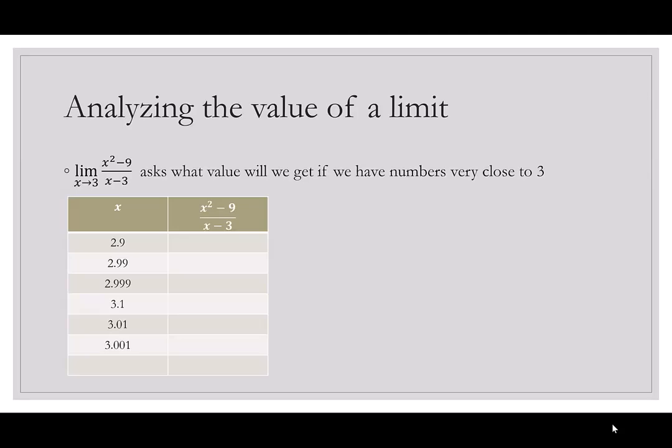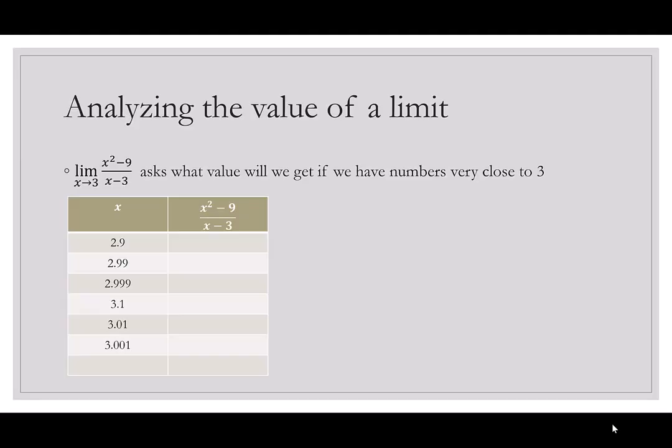When we pick the numbers, remember we said we have to look at the left side and the right side when we do limits. So I picked some numbers less than 3: 2.9, 2.99, 2.999, and then a few numbers greater than 3, but still close to 3: 3.1, 3.01, and 3.001. What we want to do is plug these into x squared minus 9 over x minus 3.